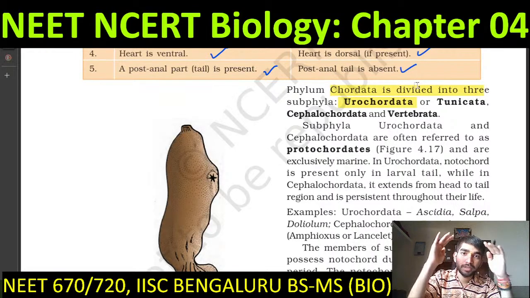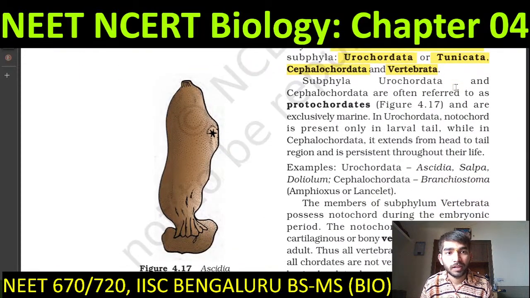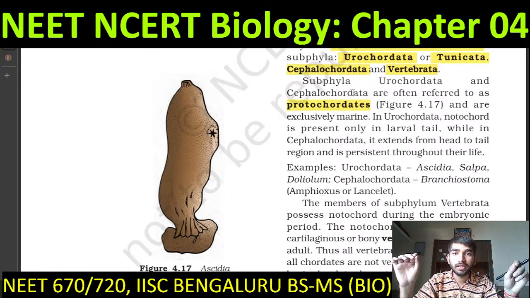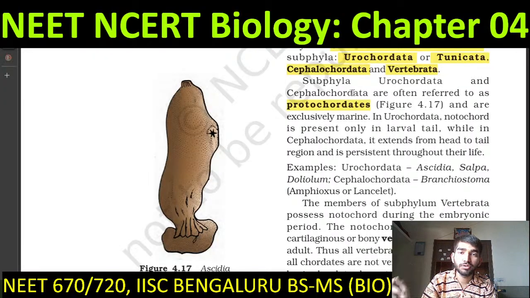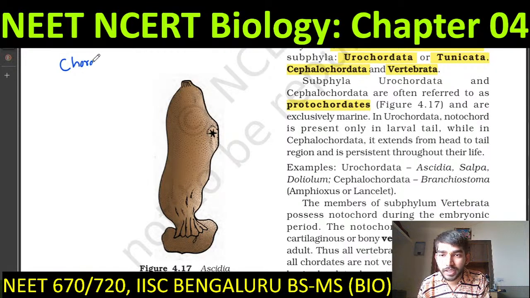So then, chordates can be further divided into three subphyla. Within this big phylum, we have three subphyla: Urochordata or Tunicata, Cephalochordata, and Vertebrata, like us, vertebrate-containing organisms. Subphylum Urochordata and Cephalochordata are also called Protochordata. So chordates, protochordates, and then vertebrates. Protochordates are further classified into Urochordata and Cephalochordata. So let me just write it for you. Chordata, you can write Protochordata and then Vertebrata.